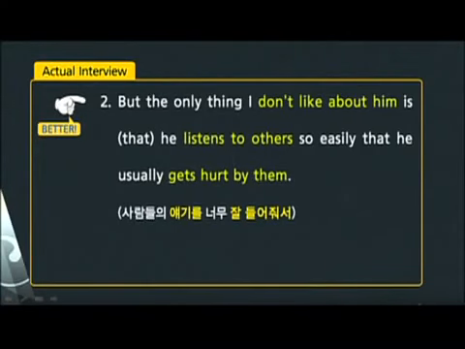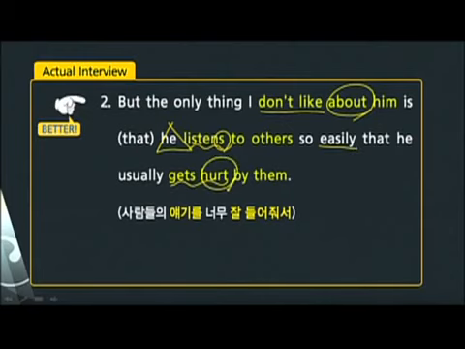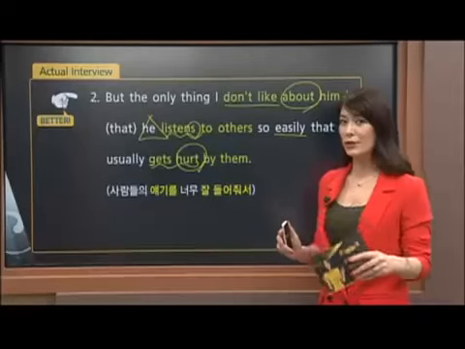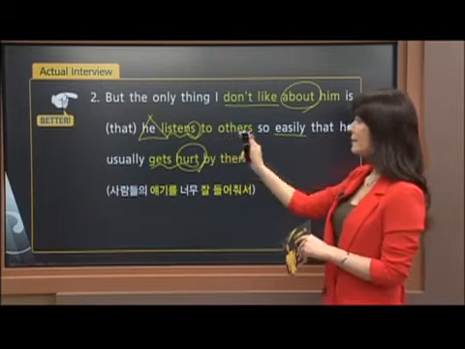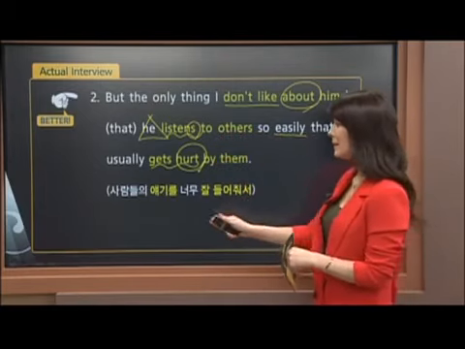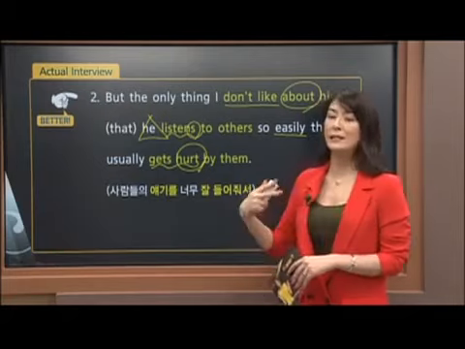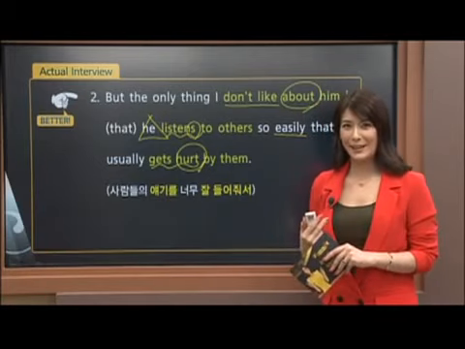So once again, "But the only thing I don't like about him." 그분이 싫은 게 아니죠. You're saying 그분에 대해서 좀 만족하지 않는 불만이 있다. "The only thing I don't like about him is that he listens to others so easily that he usually gets hurt by them." Never "hurted," people get hurt. Hurt, hurt, hurt. Keep that in mind. He gets hurt by them. In this case, he listens to others and he gets hurt, which basically means 사람들의 얘기를 너무 잘 들어줘서 상처를 받는다라는 말 되겠죠.